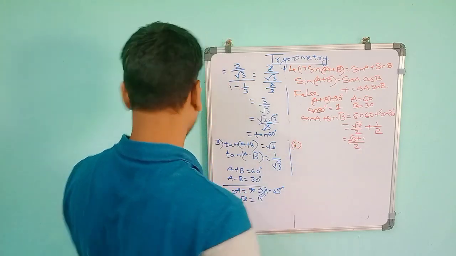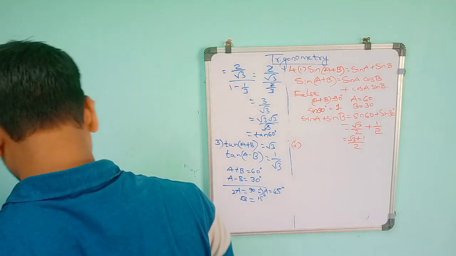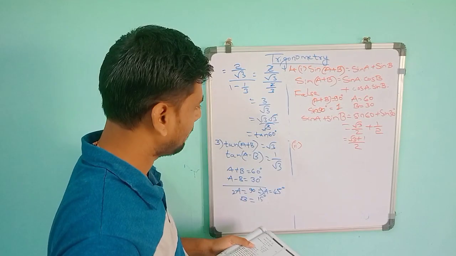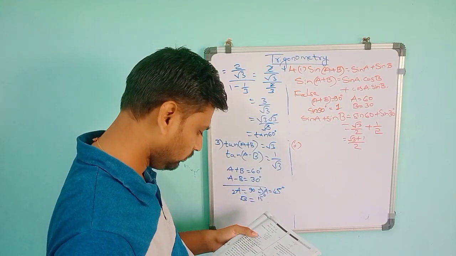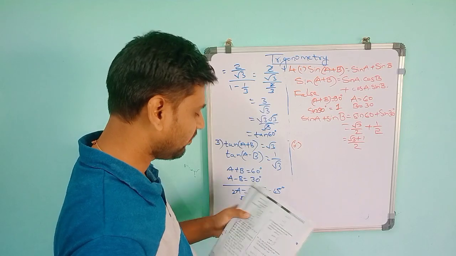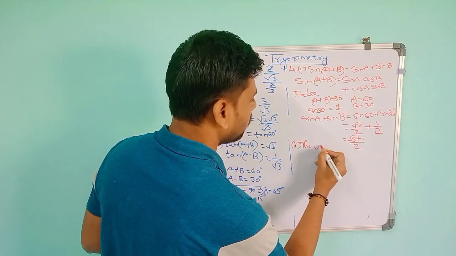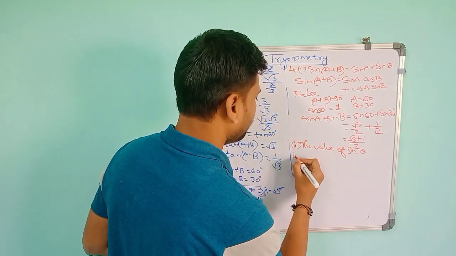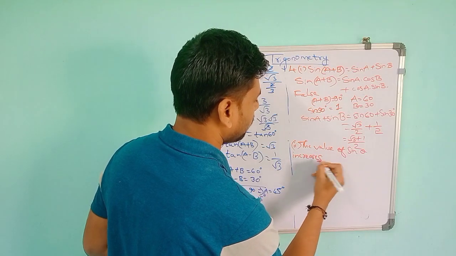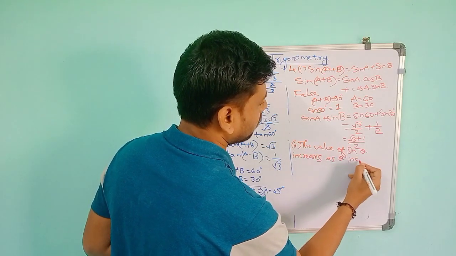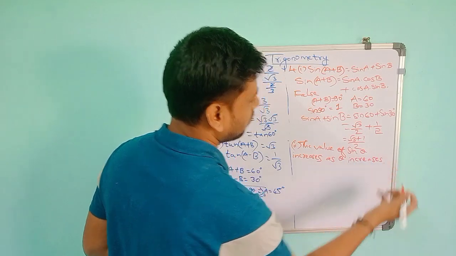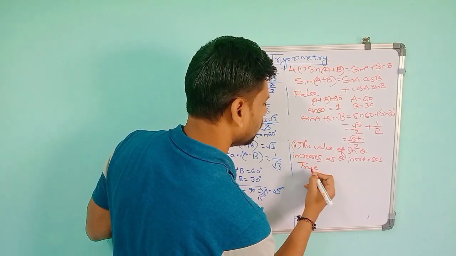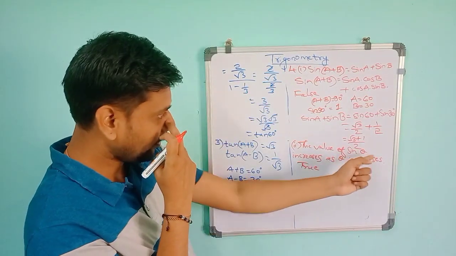Second one. The value of sin theta increases as theta increases. This is true. Why is this true? The suggested answer means the value of sin theta increases as theta increases.